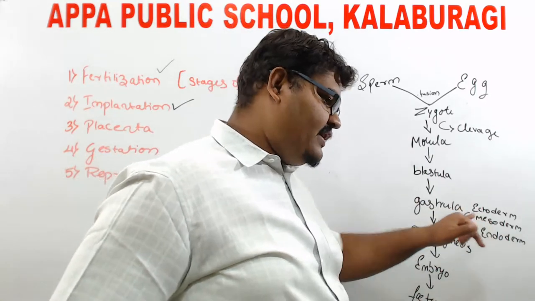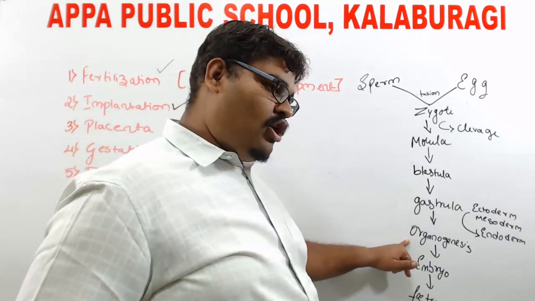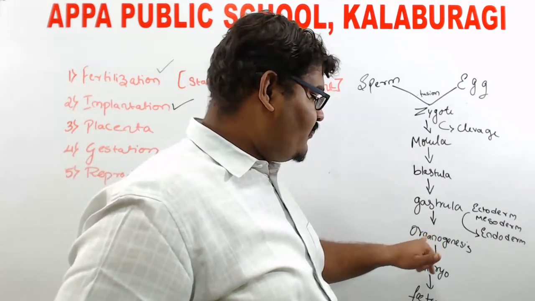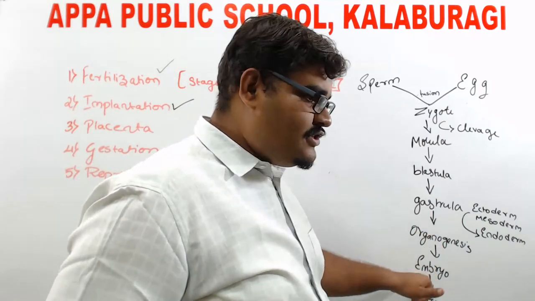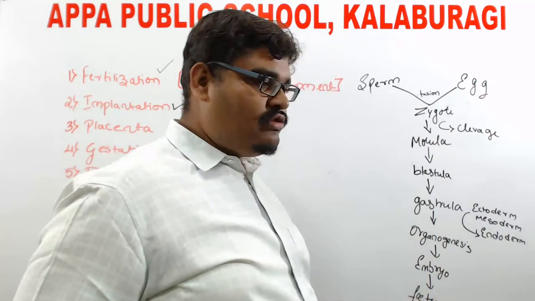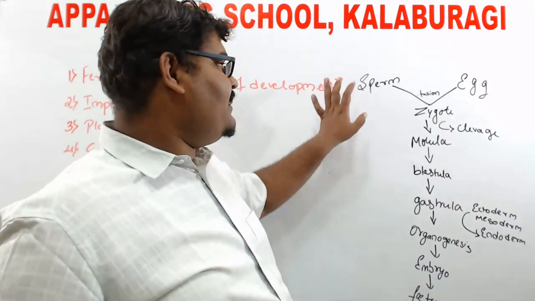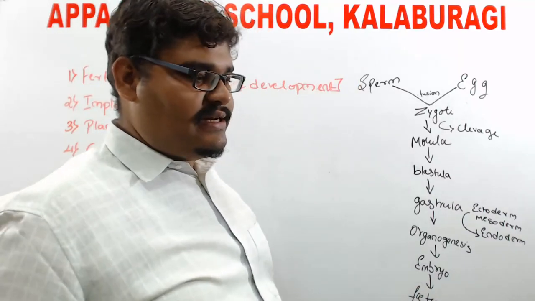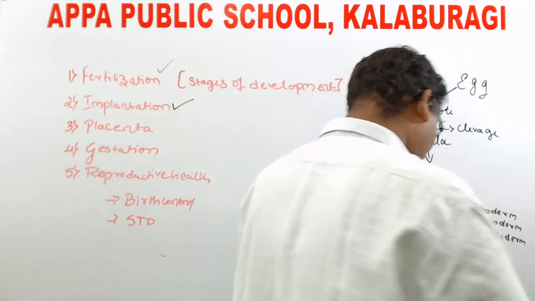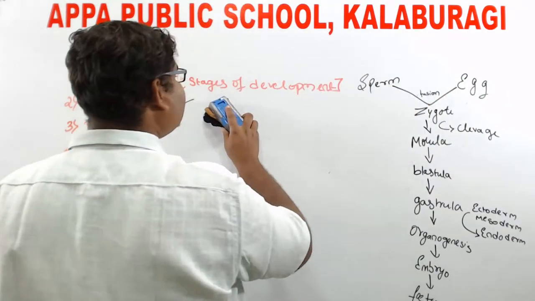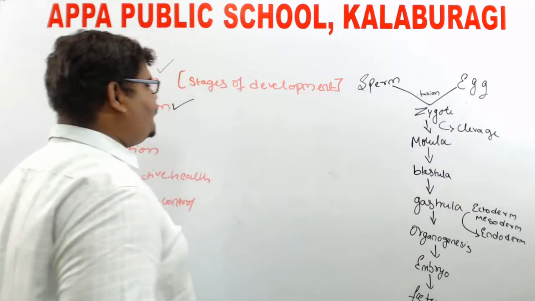After the formation of three germ layers, organogenesis takes place. Organogenesis is formation of organs. After formation of some vital organs, it turns into embryo, then into the fetus. This is how the development stage is in human beings, that is, in human embryology. Okay, so this is all about the fertilization and stages of development after fertilization.